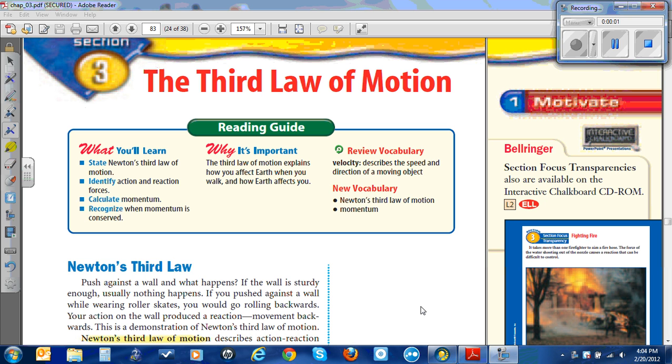Start the read of Chapter 3, Section 3, the third law of motion.